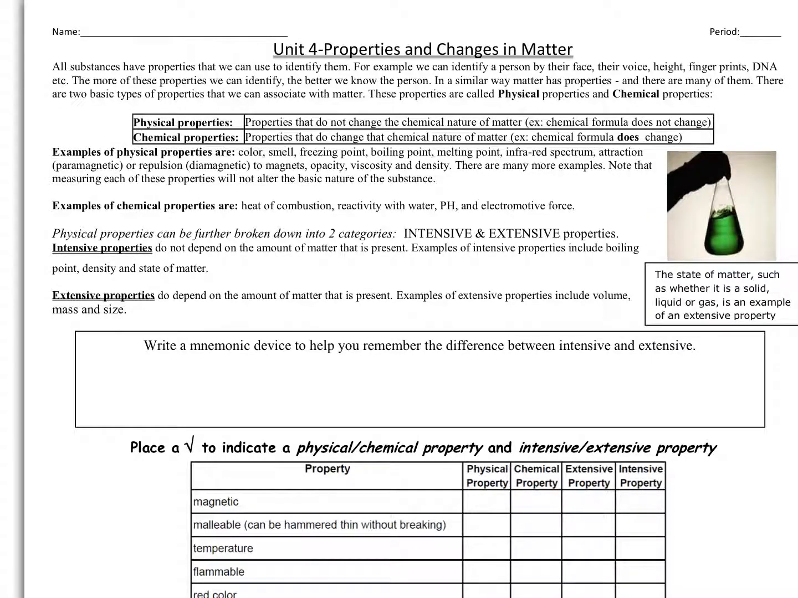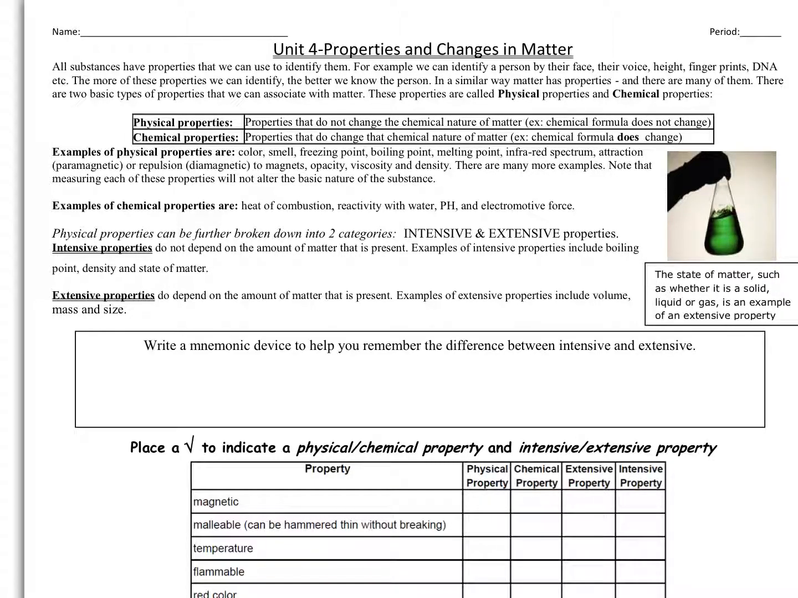Unit 4, Properties and Changes in Matter. So yesterday we started with a physical and chemical change lab, where we identified physical properties, and then went and looked at intensive and extensive. So let's bring all the notes into what you've already applied.